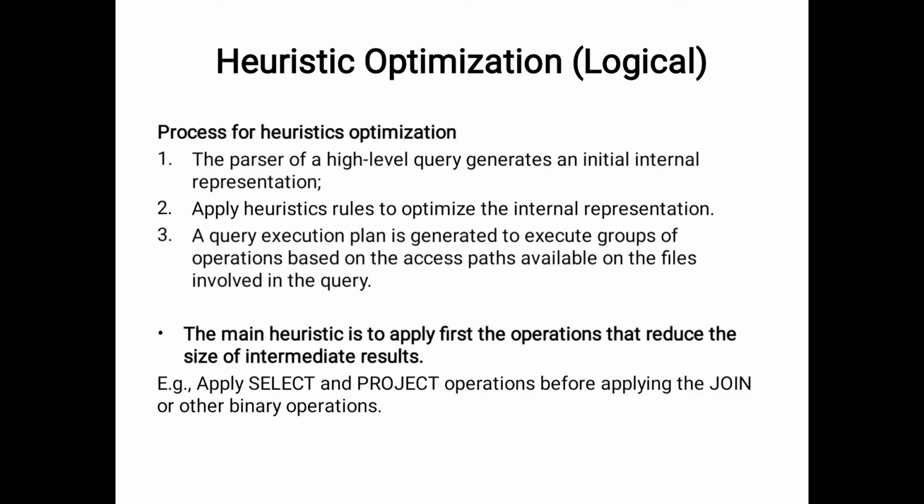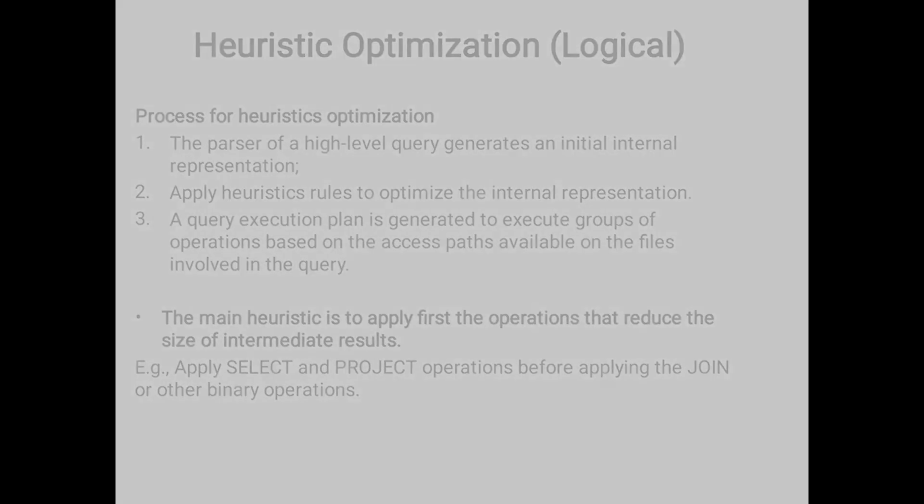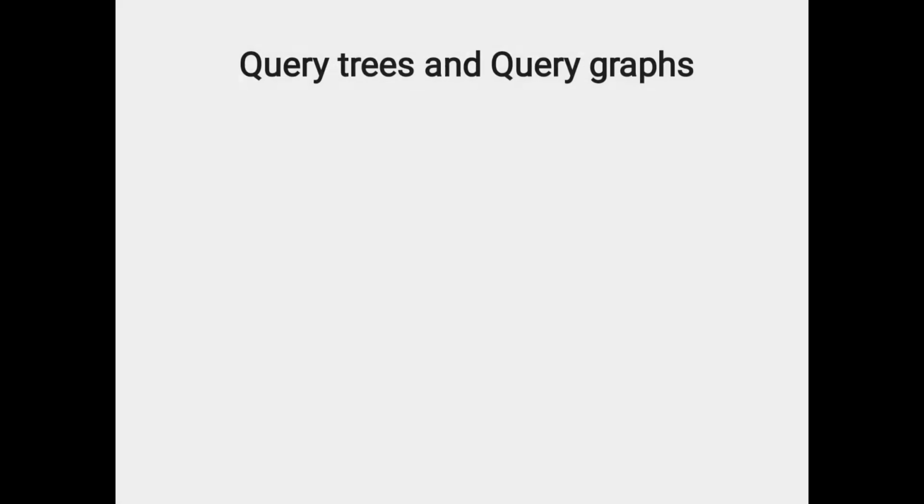Suppose in our relational algebra we have select operation, project operation and join operation available. In that situation, definitely first apply the select and project, then only apply the join operation. That is the best strategy in evaluation of relational algebra.